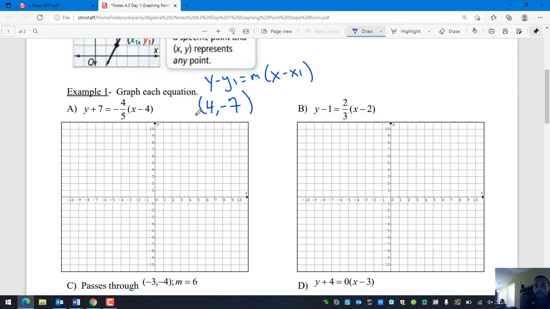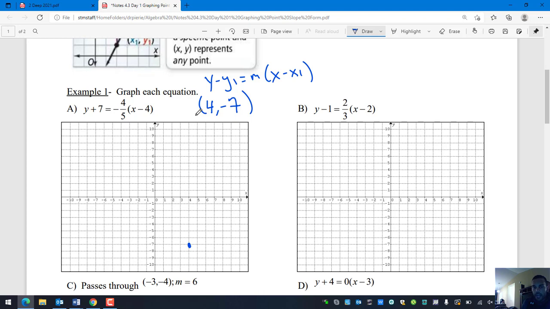If I want to graph this, the first step is to plot the point 4 comma negative 7. That's 4 units to the right, 1, 2, 3, 4, and then 7 units down, 1, 2, 3, 4, 5, 6, 7, and I plot that point. That's the first point on my line.